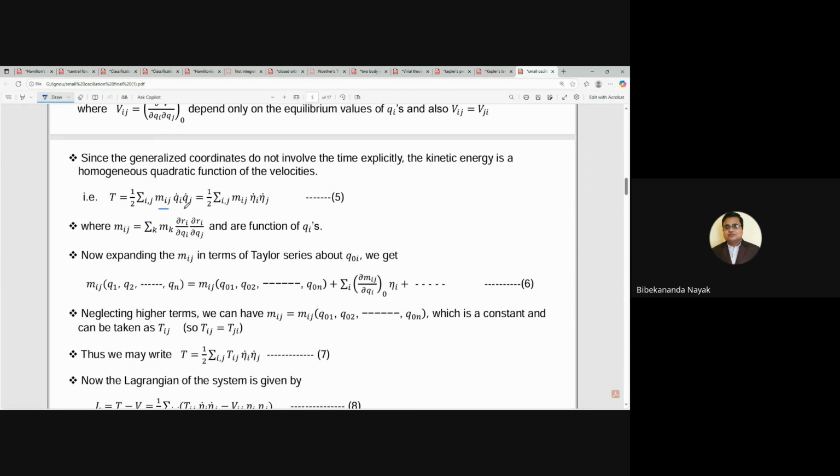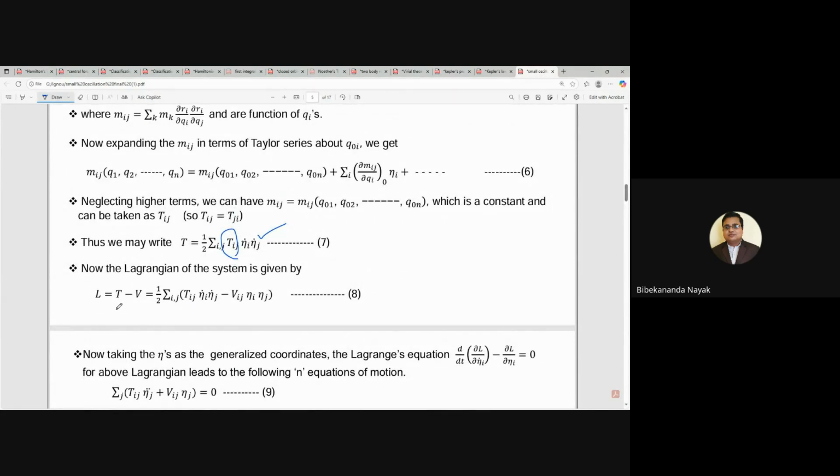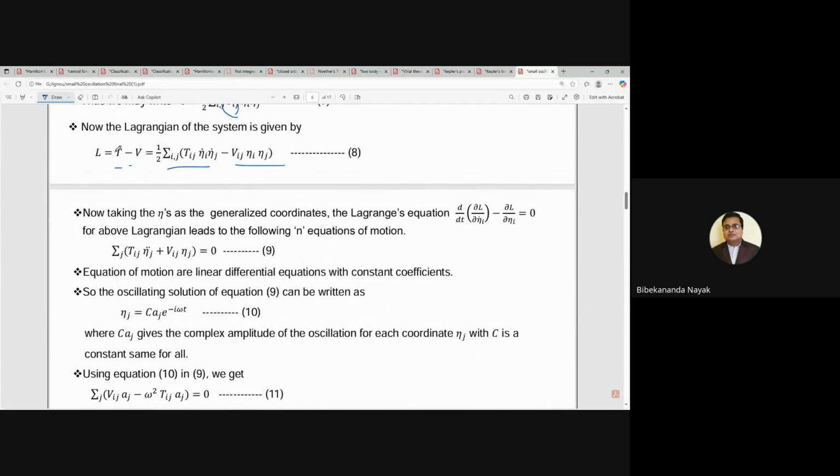Qi means Q0i plus eta i; the derivative of Q0i is 0, so eta i dot. Similarly, for Qj the derivative of Q0j is 0, eta j dot. So this is the kinetic energy, and potential, with mass Tij, we can write like this. So the Lagrangian is equal to T minus V, half Tij eta i dot eta j dot minus half Vij eta i eta j. Using Lagrange's equation, d by dt, putting this in, you get this expression, and this is the simple harmonic motion expression.